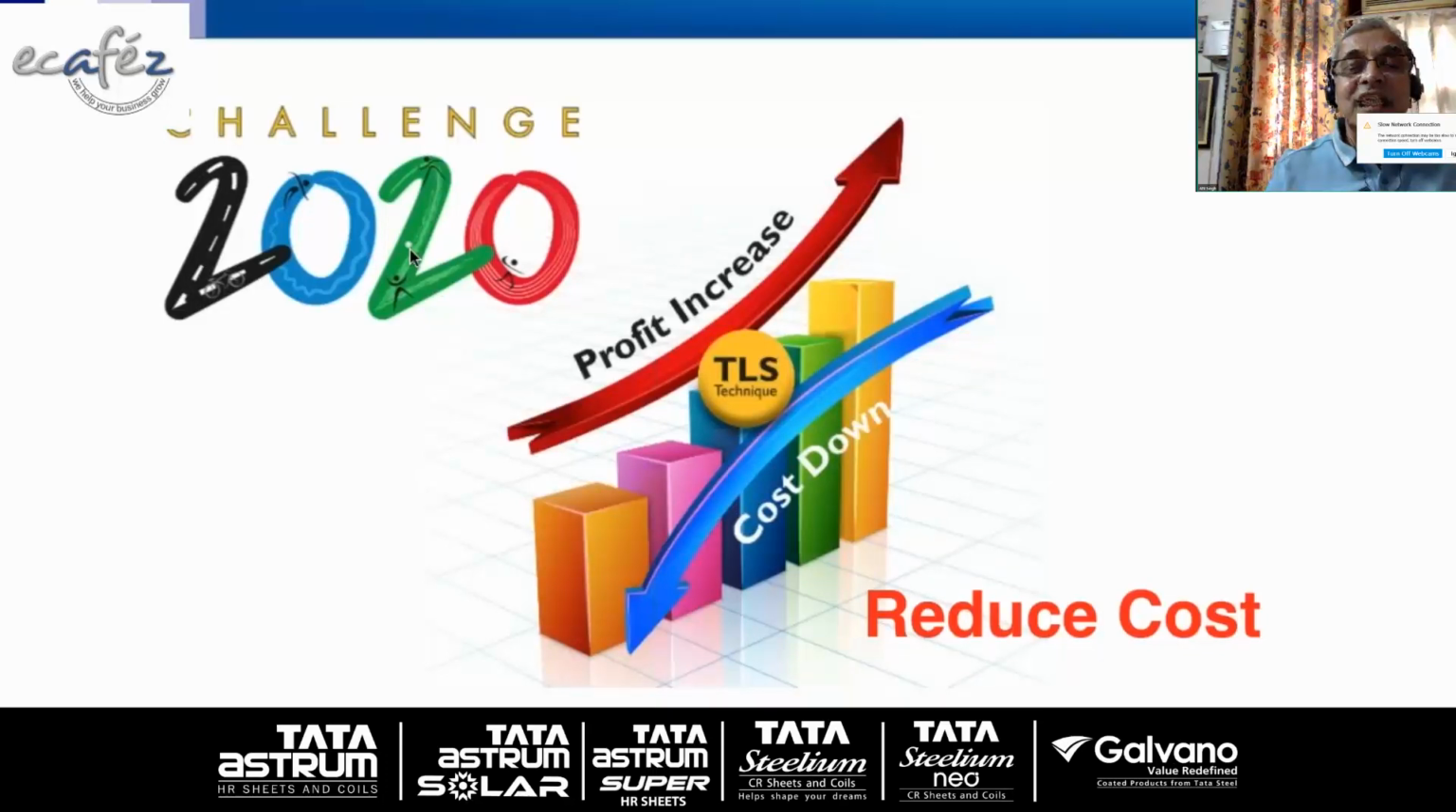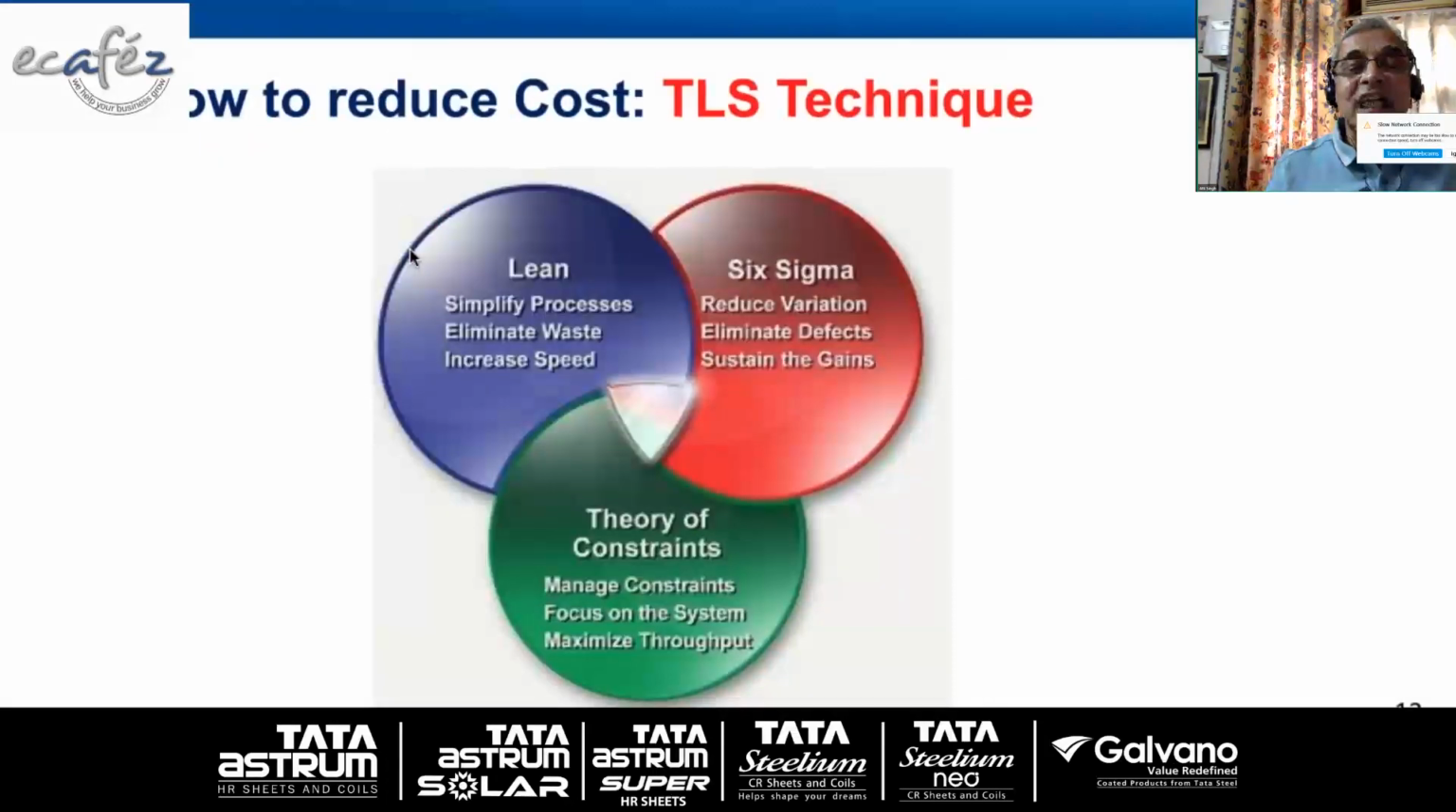by selling more and more products. So how to reduce cost? Here, a technique called TLS technique. Most of you must have heard, and many of you must have been trained also, in Lean or Six Sigma or theory of constraints. All three are today globally recognized as the most effective and widely adopted problem solving techniques.